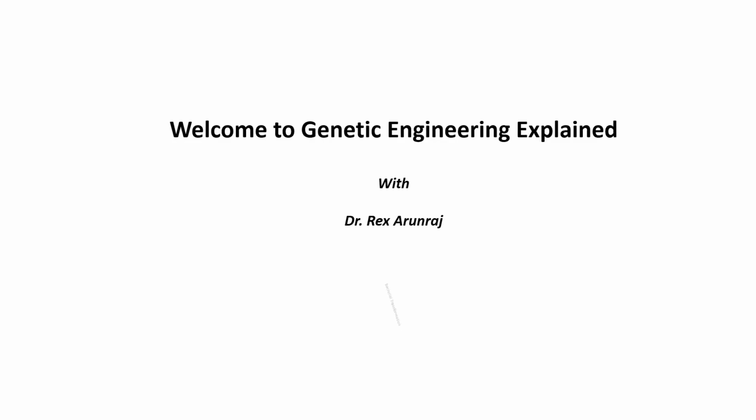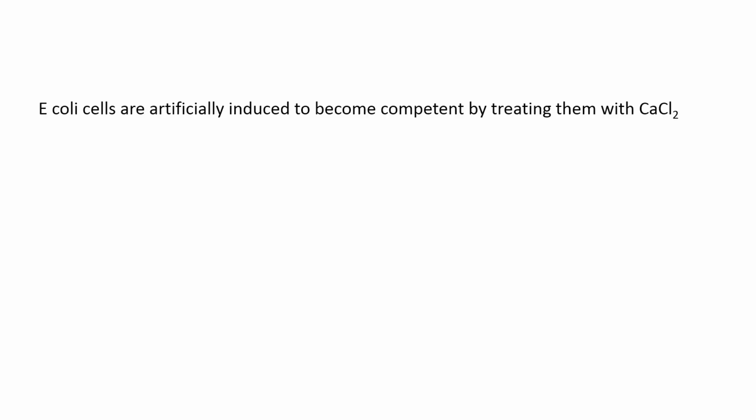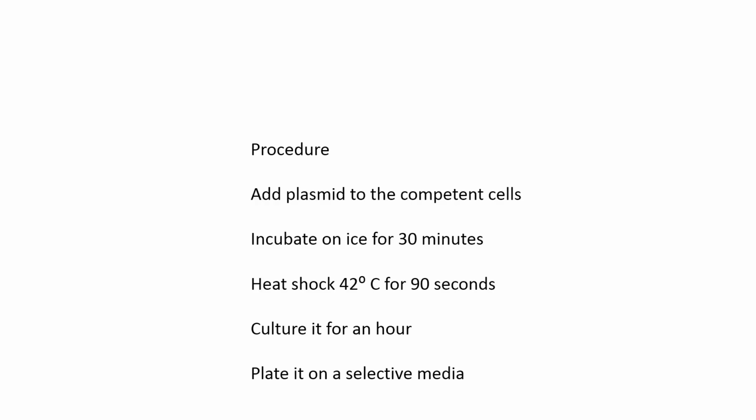In today's section, we are going to study bacterial transformation, how a plasmid can be inserted into E. coli. E. coli cells are naturally not competent, which means they cannot take up foreign DNA from the surroundings. However, these E. coli cells can be made competent to take up foreign DNA by treating them with calcium chloride. So calcium chloride increases the competency of the E. coli, to which if you add your plasmid, the plasmid will enter into the E. coli.